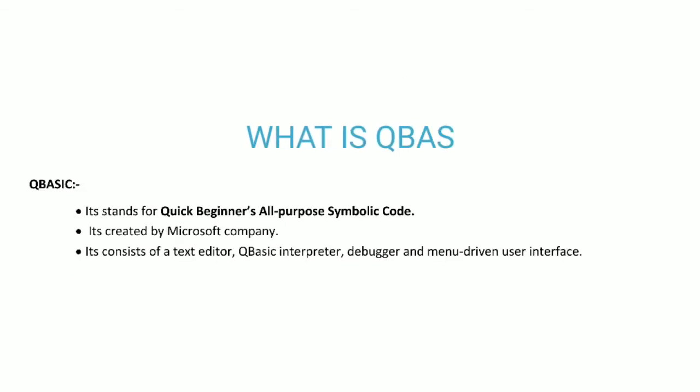And next, what is QBasic? It stands for Quick Beginner's All-purpose Symbolic Instruction Code, and it was created by Microsoft. It consists of a text editor, interpreter, debugger, and menu-driven user interface. Okay. Next, how to install the QBasic software. If you want to type any QBasic program, you just need the QBasic file.